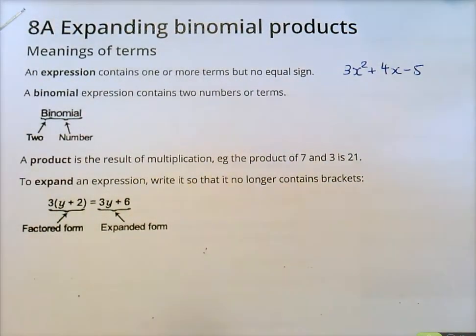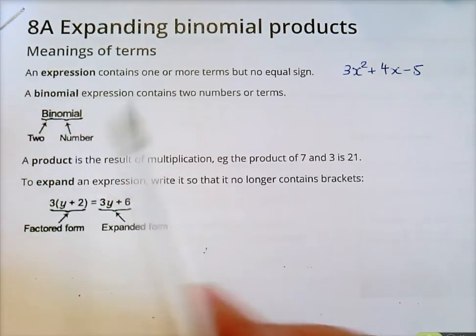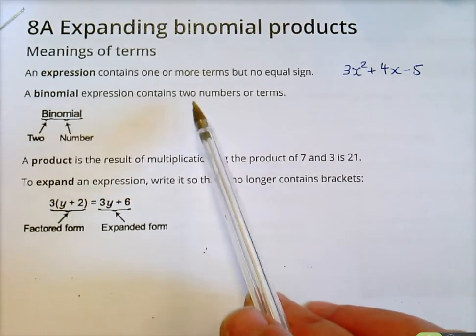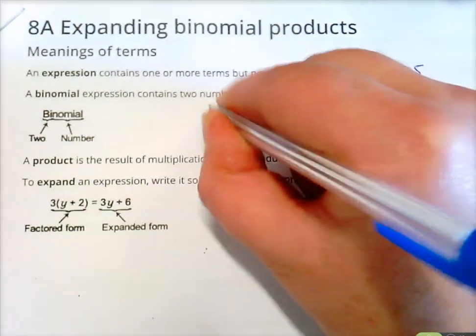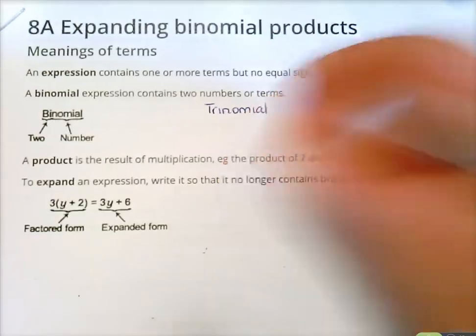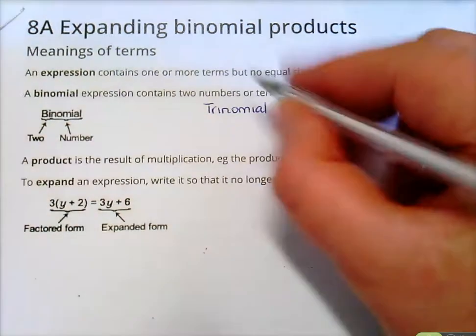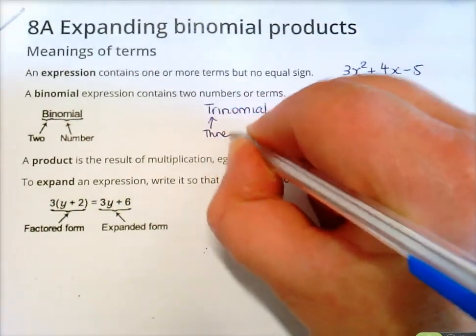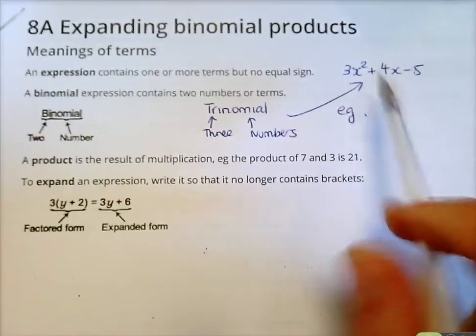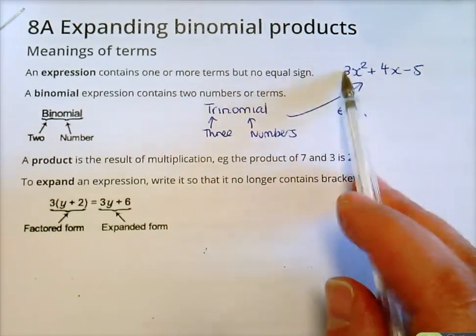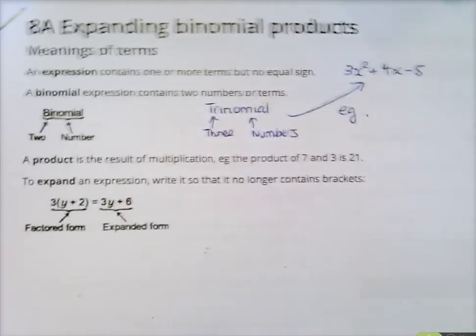It's an algebraic expression. Now a binomial expression, binomial, two numbers. A binomial expression contains two numbers or terms. That's what a binomial is, okay? So what do you think a trinomial is? Three. Yeah, it's got three numbers. So this one up here, that's a trinomial, okay? So a trinomial has three numbers, and that's an example up there. Three terms. Three numbers or terms. 1, 2, 3. So that's a trinomial. Next lesson, we're factorising trinomial quadratics.